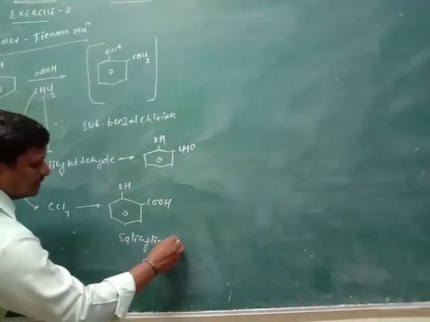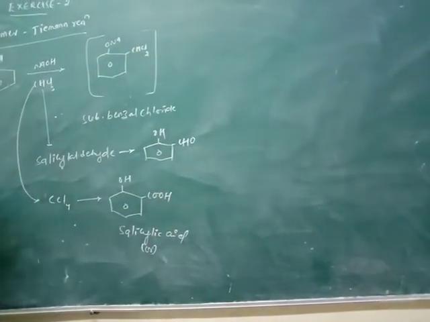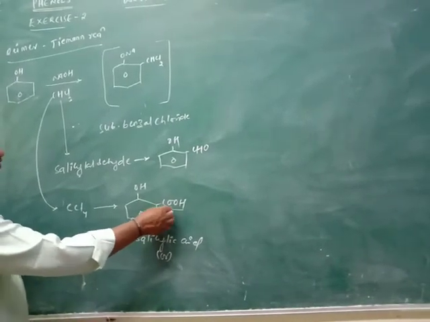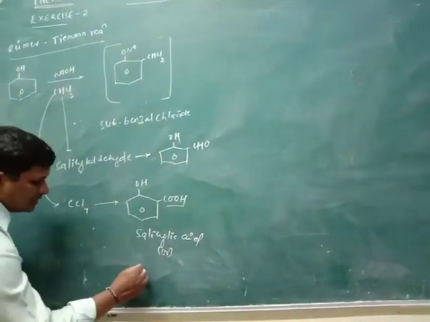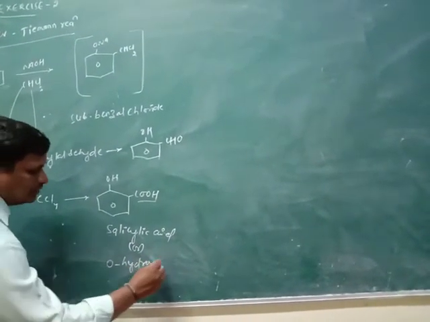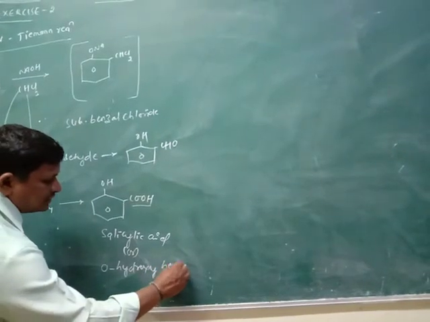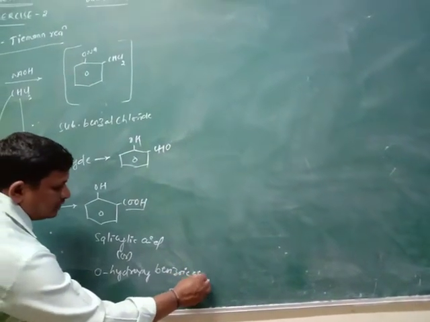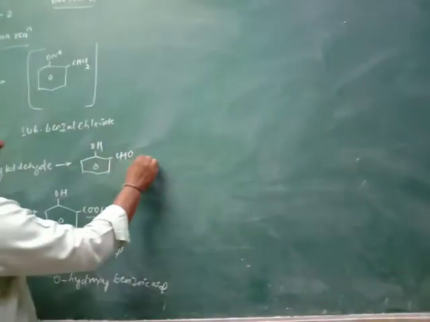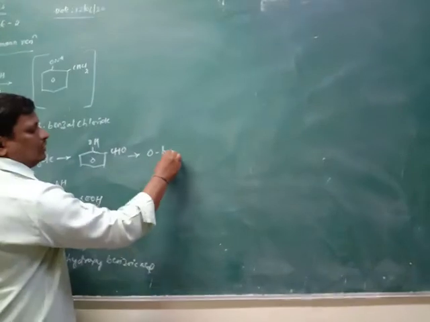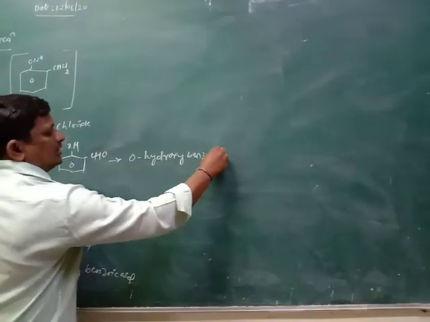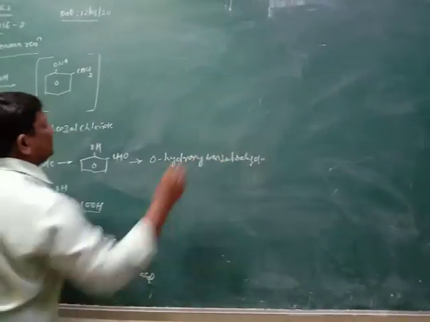Salicylic acid is also known as orthohydroxybenzoic acid. COOH is the functional group, OH is the substituent. That is orthohydroxybenzoic acid, and this one is orthohydroxybenzaldehyde. So it is the answer.